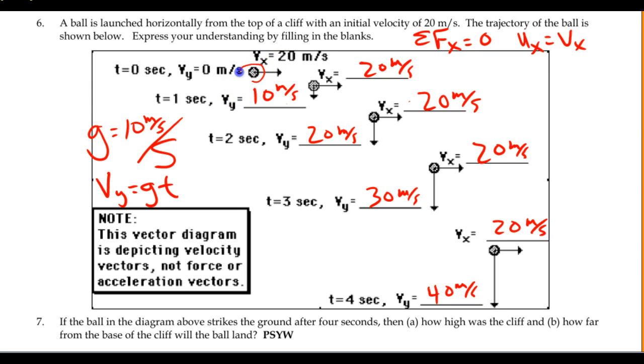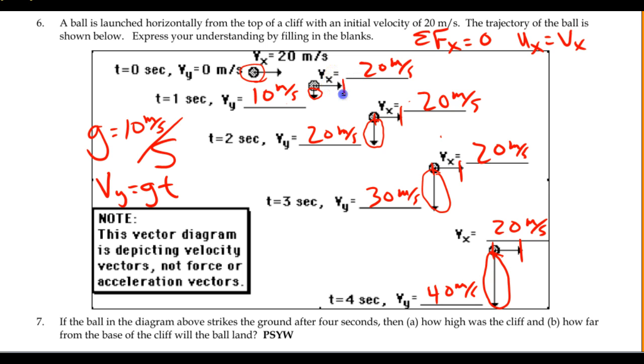Again, you should know there's no vertical velocity vector there. This is the 10 meter per second velocity vector in the vertical. Now it's 20, twice as long, now 30. So you can see the vertical velocities are getting longer, while at the same time the horizontal velocities are staying the same.